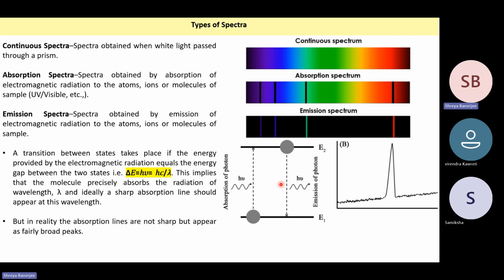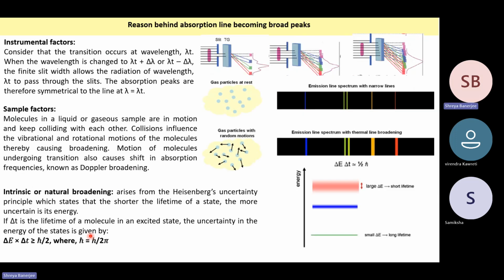But in reality, it is not one particular wavelength that is being absorbed, but a slight range in wavelengths. You can see this is a real absorption spectra. You can see actually a small range of wavelengths, delta lambda, is being absorbed. So the absorption line is not sharp, but appears as broad peaks. So there are different reasons that contribute to this broadening.